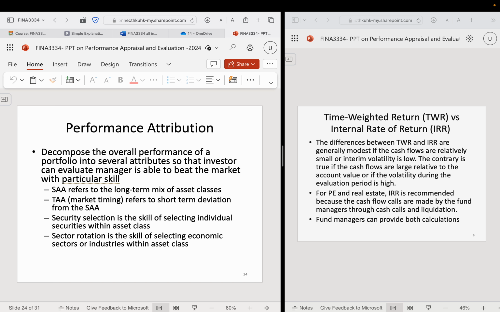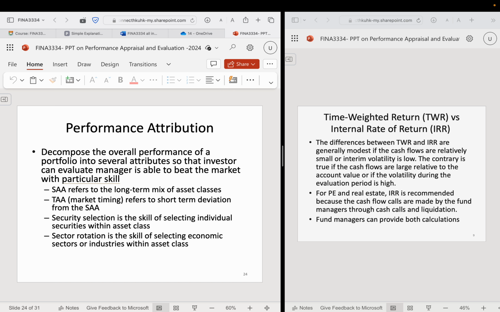Okay, so just to simplify this. When we decompose the skill, SAA, remember we call it strategic asset allocation, refers to the long-term mix of the asset classes. So if you have a long-term portfolio and you stick to the long-term strategic asset allocation, then you get the return of the long-term strategic asset allocation.